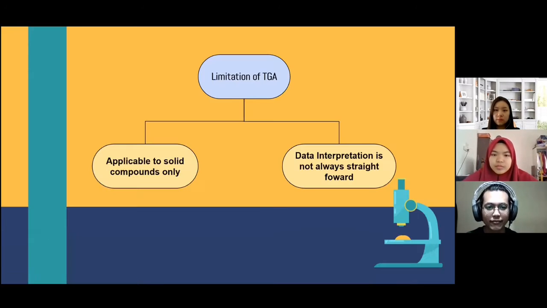Next. So for the limitations of TGA, first it is applicable to solid compounds only, and second, the data interpretation is not always straightforward. So next, I will pass the presentation to my friend Kelly.